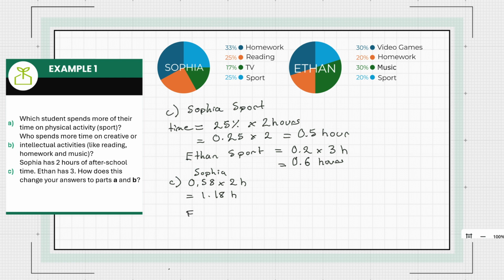and then for Ethan, he's going to spend 50% of his time, and that's just going to be equal to 0.5 times 3 hours, which is equal to 1.5 hours. Okay, so what happens at the end for C is that Ethan does more in terms of intellectual activity and he does more in terms of sport as well.